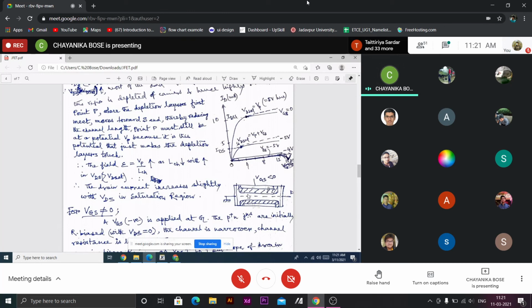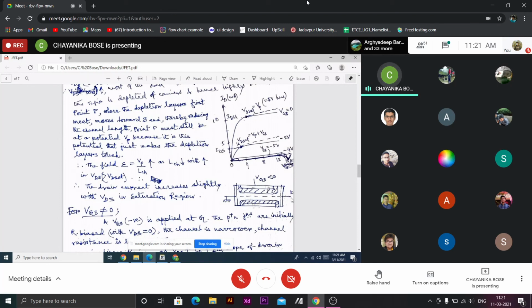That means that the conductivity of this channel will be smaller, and current flowing through the channel will be smaller, because the channel is now constricted initially. Now if we start with this negative voltage, this is the channel that is neutral and uniform all along, but narrower with respect to the case when VGS was 0. So the channel will offer now higher resistance.